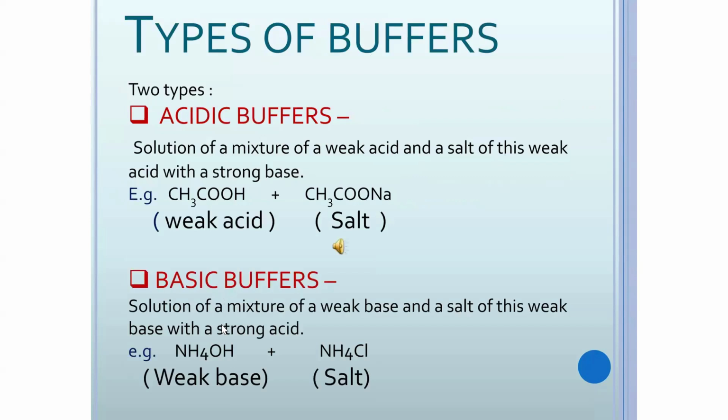So we have types of buffers. We have acidic buffers. A solution of a mixture of a weak acid and a salt of the weak acid with a strong base is an acidic buffer. So an acidic buffer is a buffer of a weak acid and its conjugate base, or its salts. Then a basic buffer is a solution of a weak base and a salt of the weak base with a strong acid. That is a basic buffer. So these are the two types of buffers that we have.